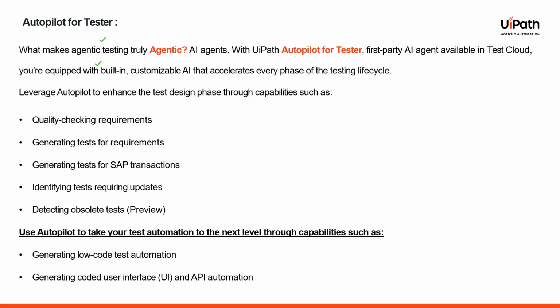In test design, Autopilot can quickly check the quality of requirements, generate tests automatically, handle SAP scenarios, identify tests that need updates, and even detect obsolete tests. And when we move into test automation, Autopilot takes things to the next level, generating low-code automation and even full coded UI and API automation.